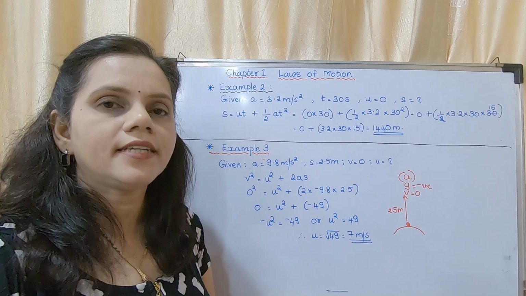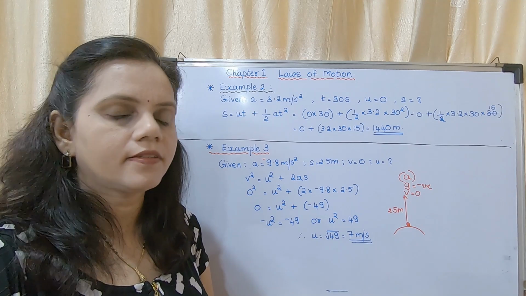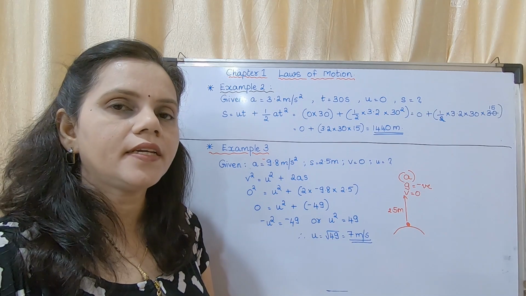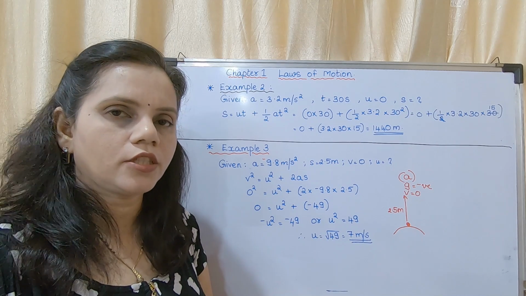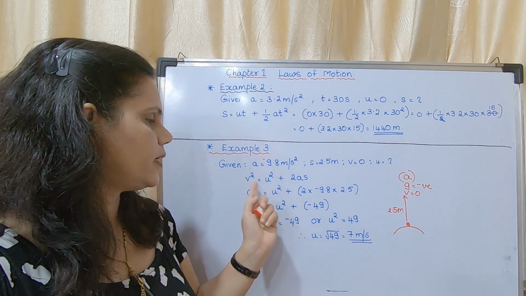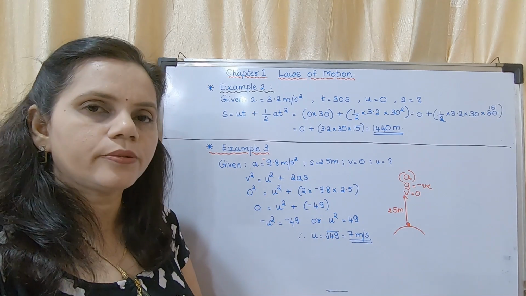Okay, we don't have t. We have s, but we don't have t. As we don't have t, the first two equations we cannot use. So the remaining equation is the third equation: v square is equal to u square plus 2as.